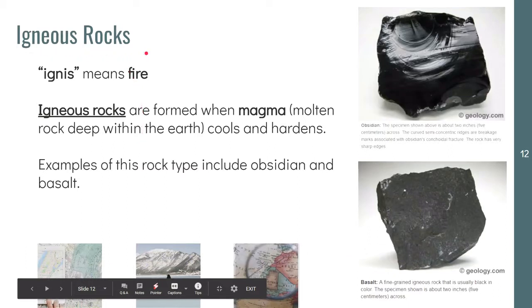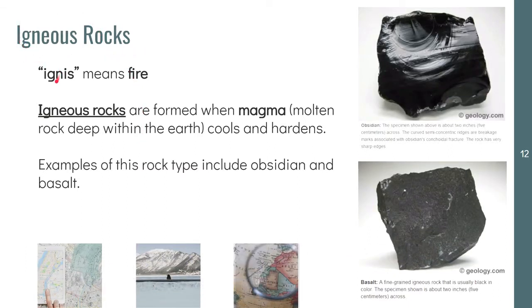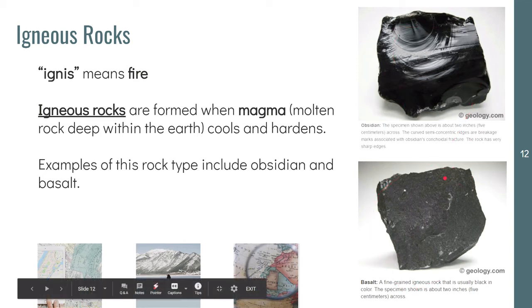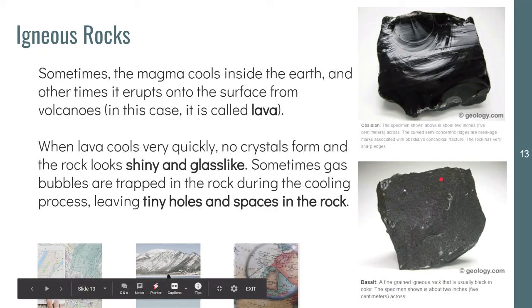Igneous rocks, the term igneous is derived from the word ignis, meaning fire. Coming from magma, they are very hot rocks, hot particles. They are formed when magma or molten rock deep within the earth cools and hardens. Examples of those are your obsidian here, a very beautiful black rock, and basalt, a fine-grained type of igneous rock.